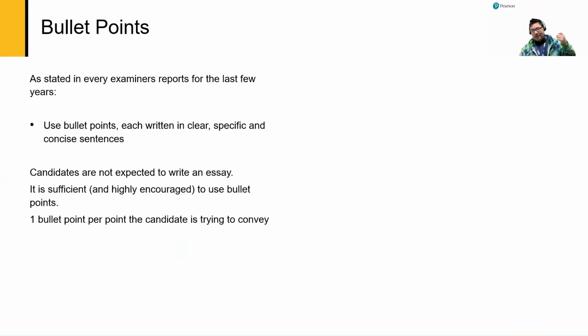Now, as I said on the slide, it's sufficient to use bullet points. Really, we want bullet points, one bullet point per point the candidate is trying to convey. That's the key thing. I would avoid trying to get candidates to write two things in one bullet point, because we're trying to get them into that idea of bullet point, one point, bullet point, one point. It's much easier to read. It's much easier to see where those marks are, and it also helps the candidate structure their answer.